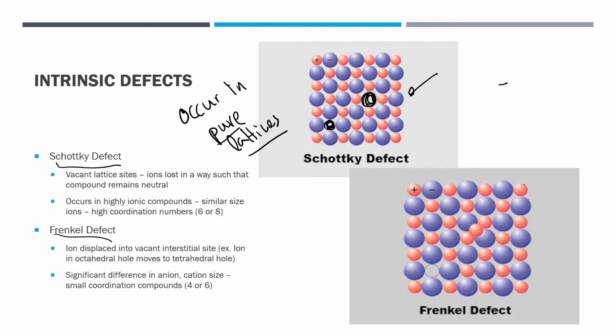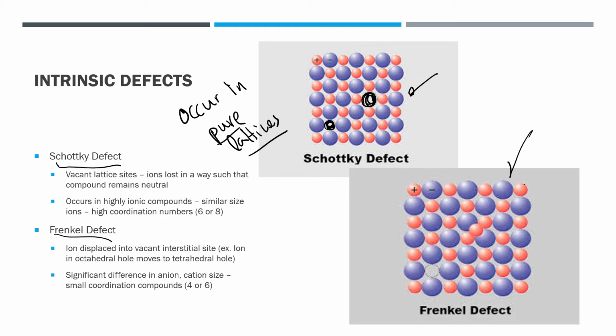The next defect I want to talk about is the Frenkel defect. So essentially, Schottky defect is things being removed. Frenkel defect is stuff being moved around. Okay, so what the Frenkel defect is, is an ion is displaced into vacant interstitial sites, and a simpler way of phrasing that, or one example, is an ion in an octahedral hole is moving to a tetrahedral hole. So basically these ions are moving around rather than being removed from the compound altogether.